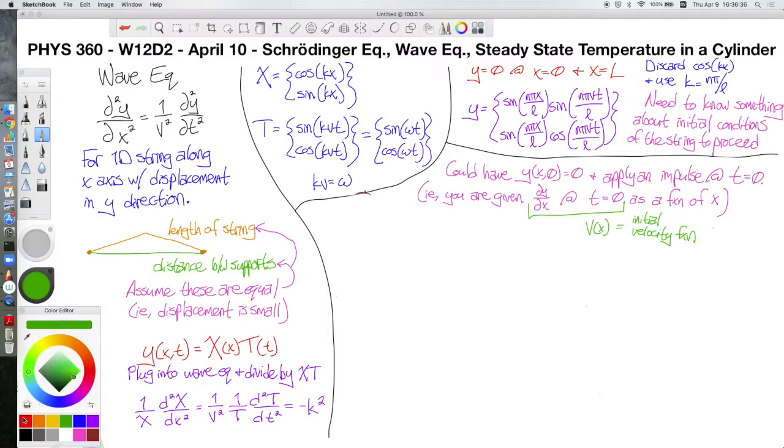So this time, we need y to be equal to 0 for all points x along the string at t equals 0. So this means we are going to this time discard the cosine solutions of the time component. So we then have our basis functions, given this time as the sine of n pi x over L, that part's the same, and this time we have the sine of n pi vt over L. So our overall solutions are then a linear combination of this.